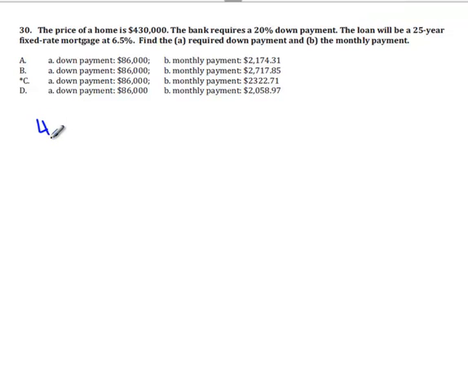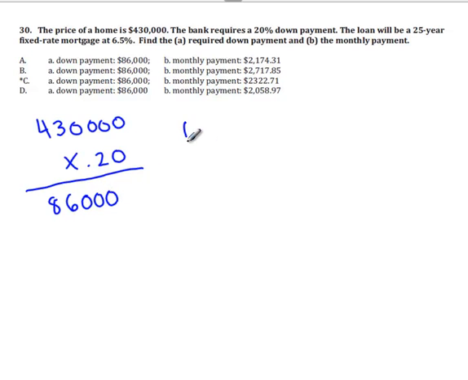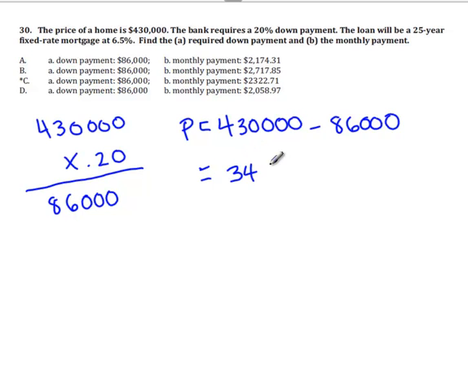The total for the house is $430,000. Down payment 20%. So the first thing we need to do is multiply by 20%. We do that, we'll get $86,000. So the amount that we're going to borrow is going to be the $430,000 subtract 86,000, and that gives us our P-value in our loan of $344,000.